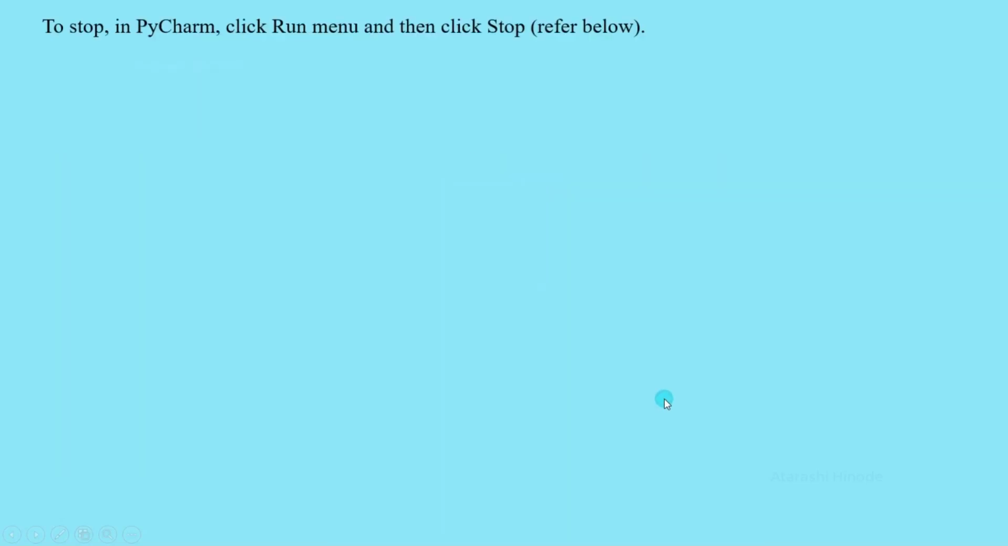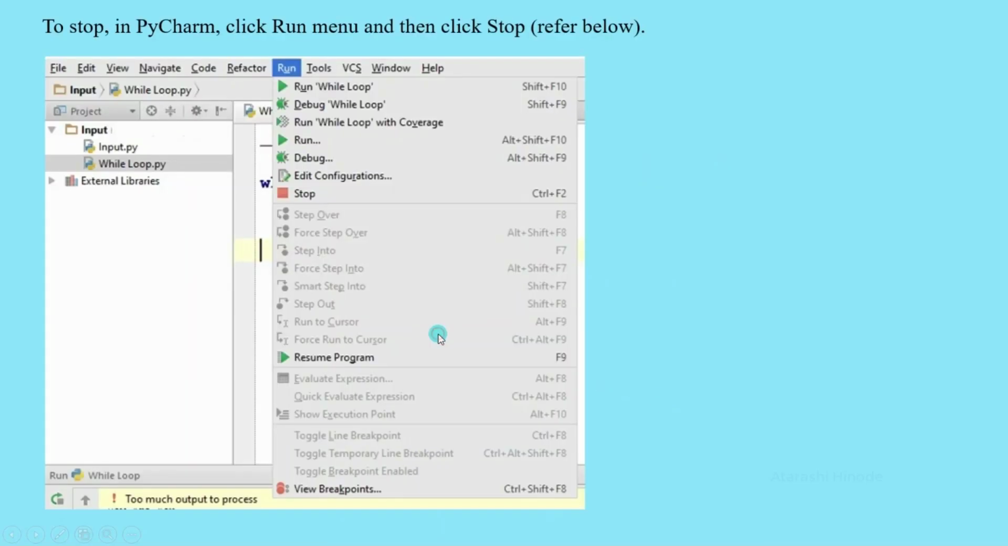So now let's see how to stop this program in PyCharm. If you are using PyCharm, you need to click on the Run tab, which is on top of your PyCharm, and then you have to click on Stop under the drop-down menu of Run. Or you can also use the Ctrl+F2 shortcut in order to stop this execution.